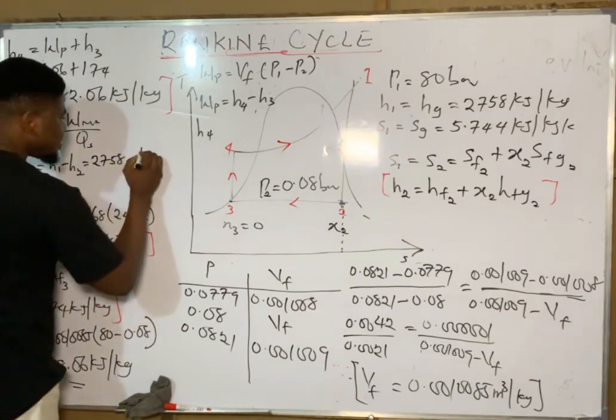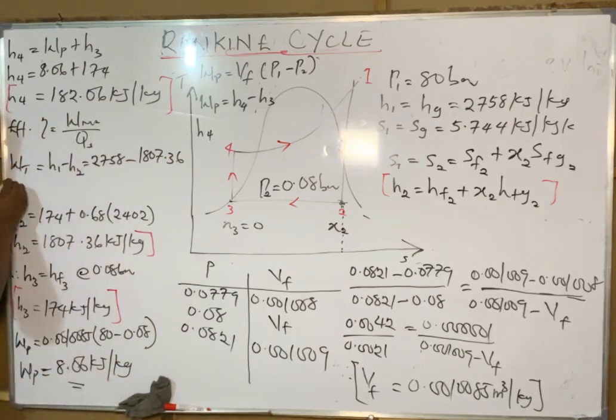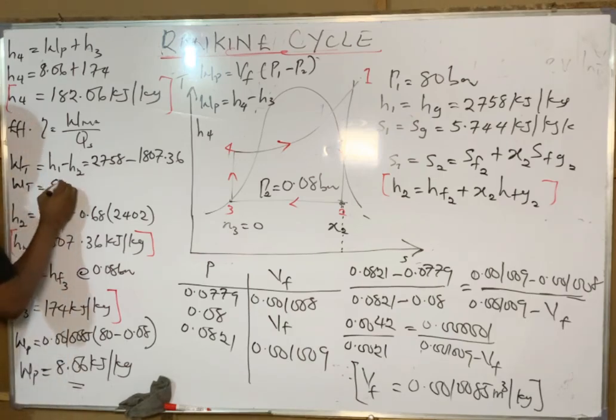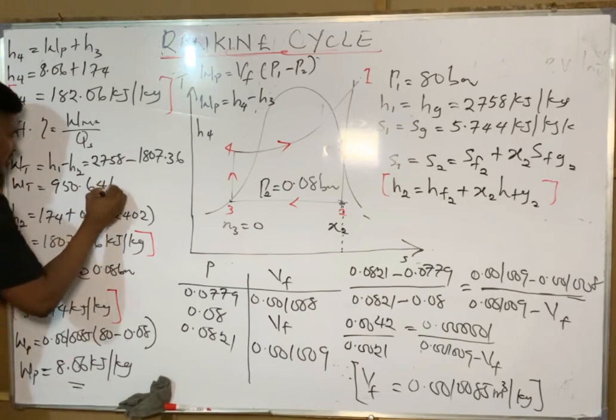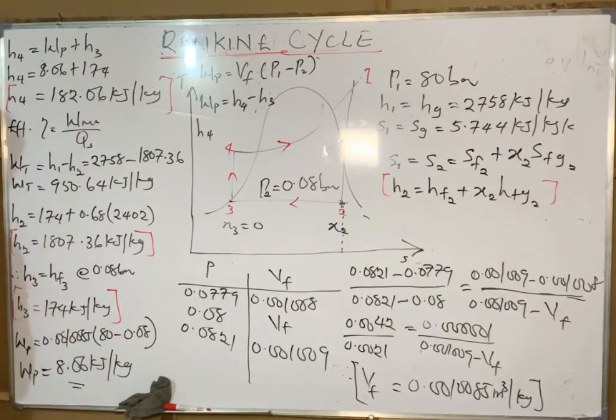So this implies that the turbine work is equal to 2758 minus 1807.36. That gave us 950.64. So our turbine work is 950.64 kilojoules per kilogram. If we know the turbine work, then we can find the net work.